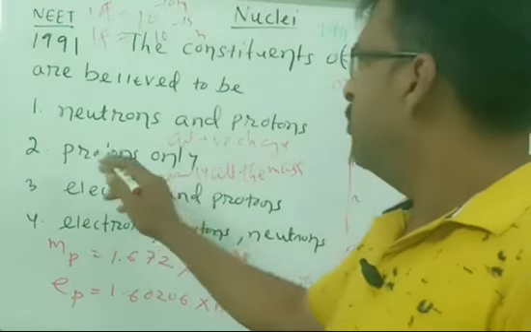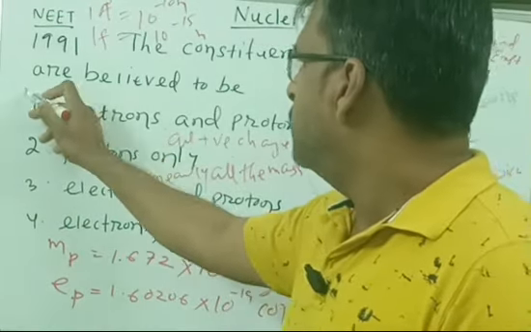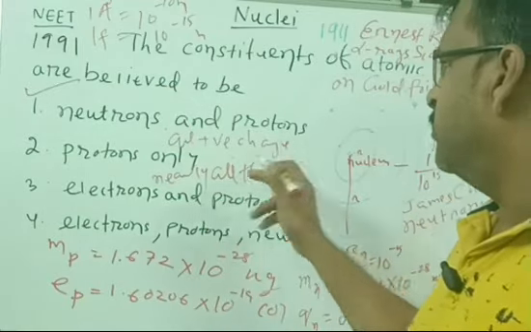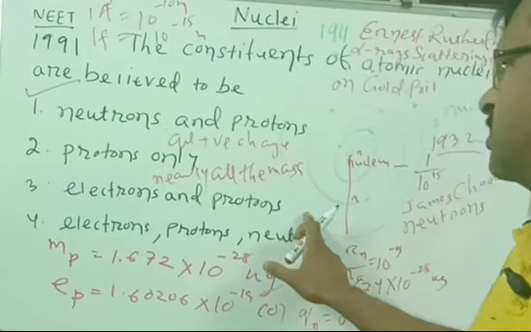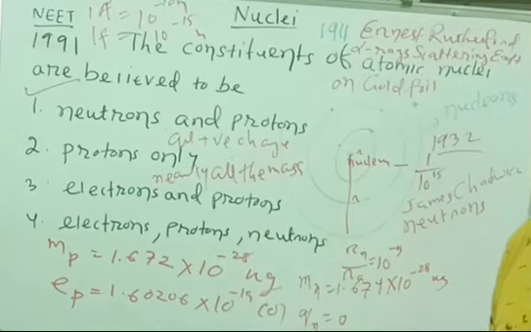So the correct option here, students, will be neutrons and protons. Protons only is incorrect. Electrons and protons is incorrect. Electrons, protons, and neutrons is incorrect, students.